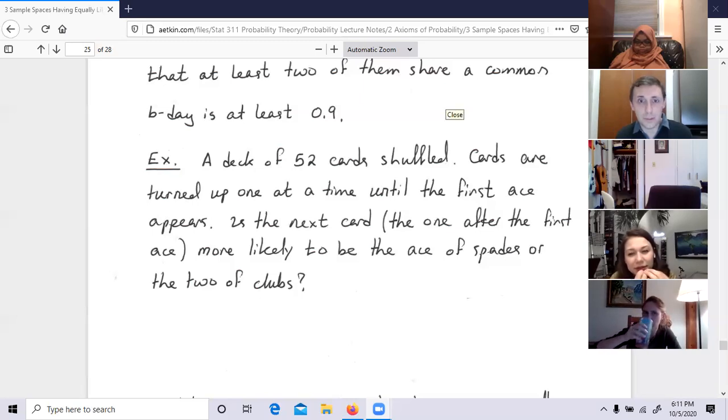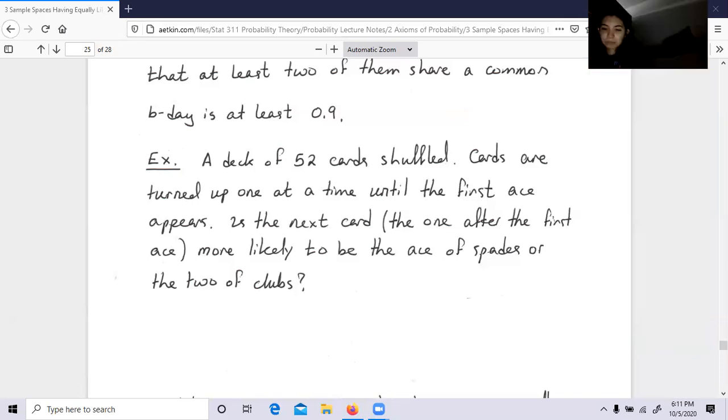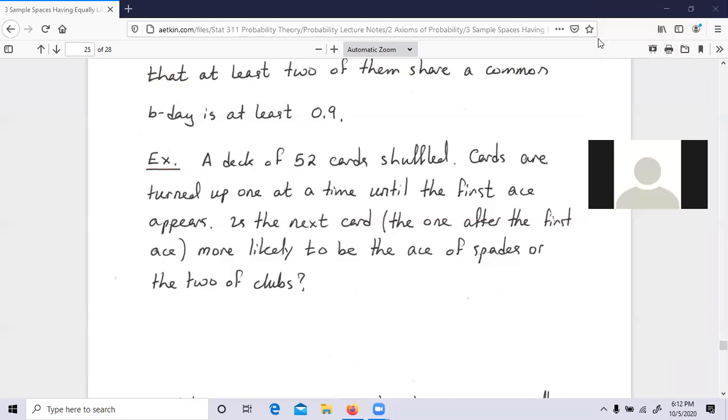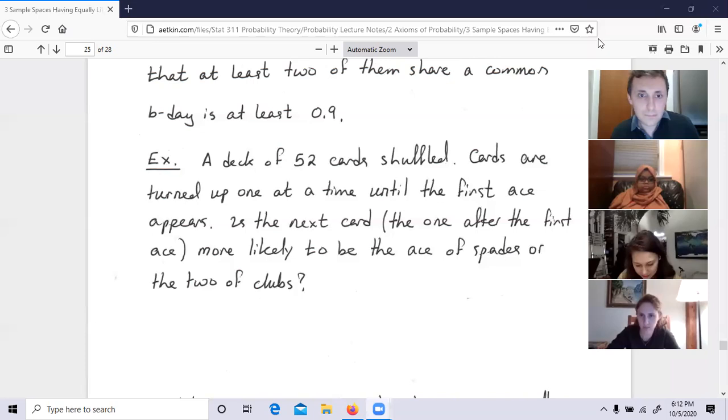Oh, interesting. So Nomi says both are 51 factorial over 52 factorial. What do the rest of you think? I want to see what the rest of you think before I say anything more. My little bureaucrats. Okay, Kazi says he thinks it's the two of clubs. Sandy agrees with Naomi. And Paulina agrees with Naomi.